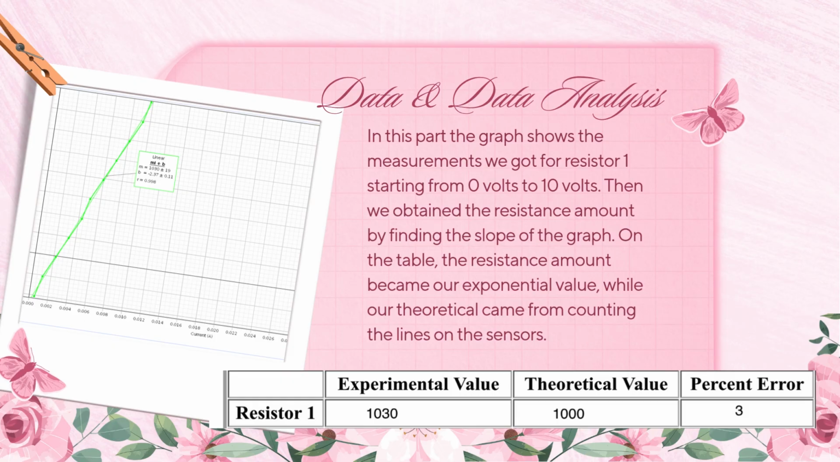So for the first graph shown here, it shows the measurements that we got for resistor 1 starting from 0 volts to 10 volts. And then we obtained the resistance amount by finding the slope of the graph. On the table, the resistance amount became our experimental value, while the theoretical came from the color coding bands on the resistor. And for the first resistor, the color did start with brown, which was 1,000, their theoretical value. And for the percent error, we found a 3% error.